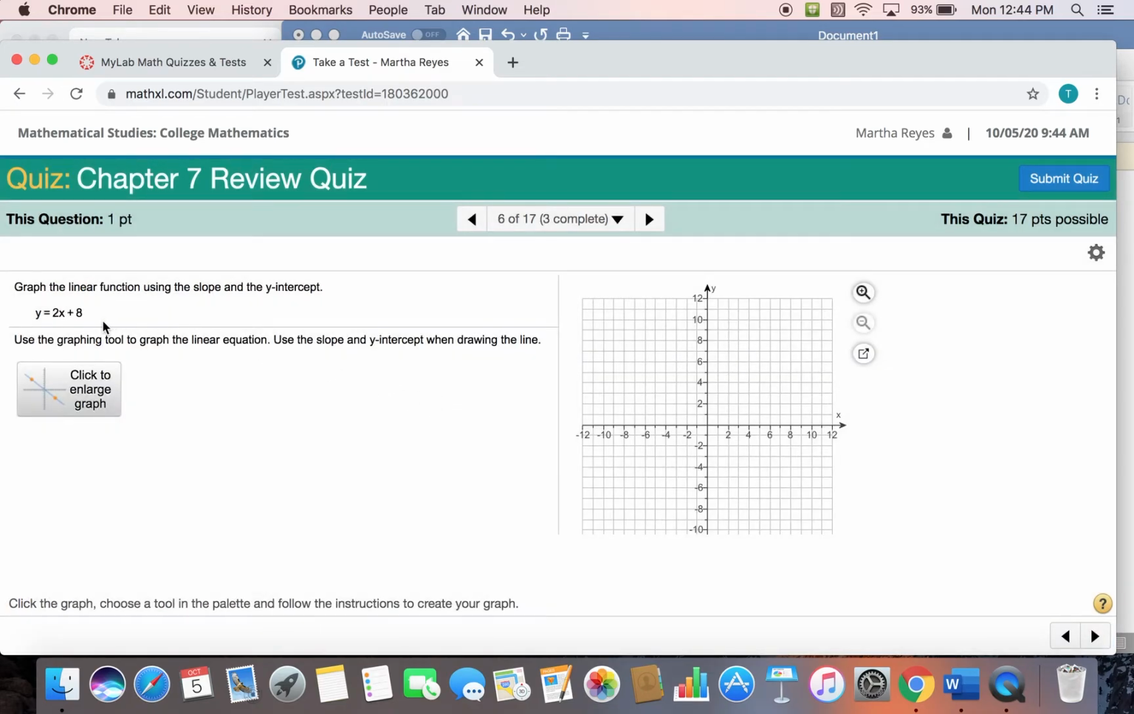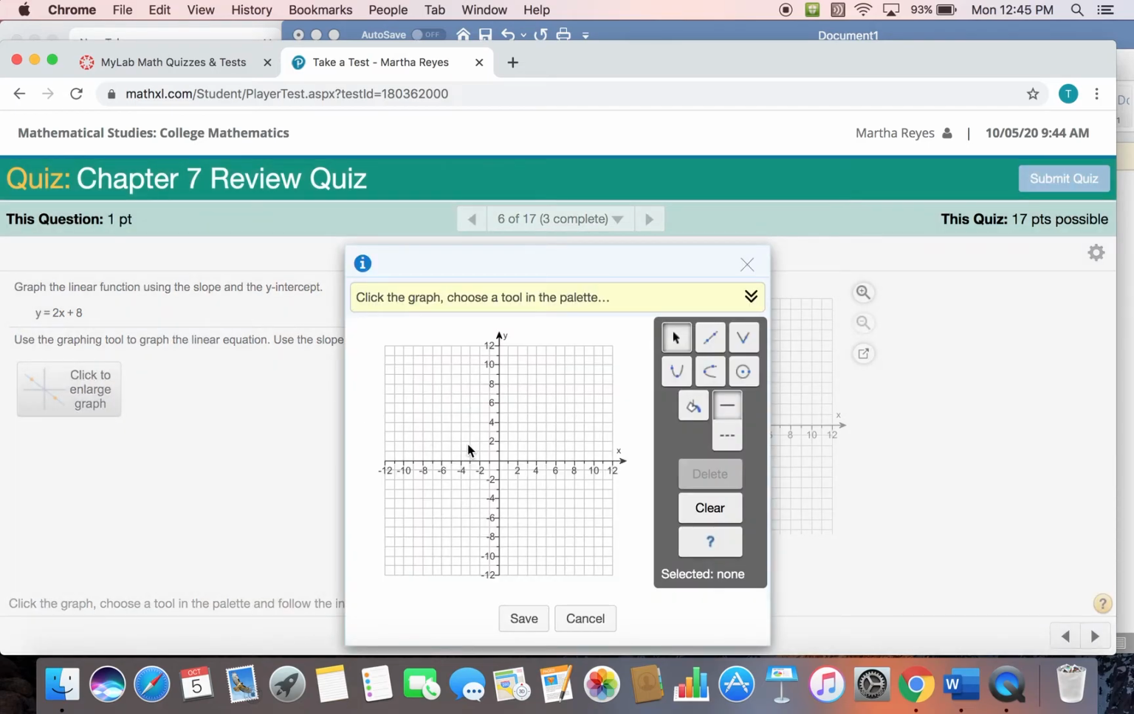Okay, y equals 2x plus 8. Graph the linear function using the slope and y-intercept. This is the easy way. This is the way I like to do it. So you're going to start right here at the center point. You look at it, 2x plus 8. So you start at the center where x is 0. If x is 0, all you have is the b. This is in the form mx plus b, plus 8. So you go up to 8, and that's the first point. So you click on the line, 8.